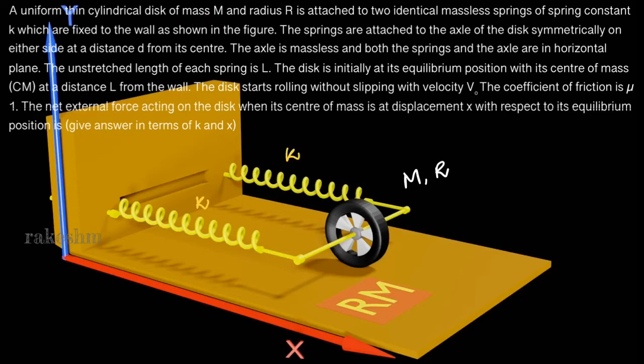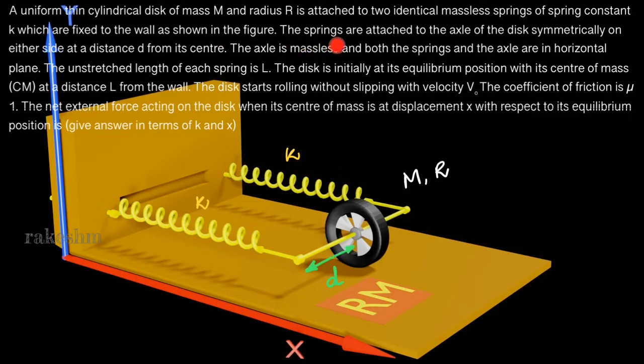This mass M is attached to two identical massless springs of spring constant K. So this mass here is attached to two springs which are of spring constant K. These springs are fixed to the wall as shown in the figure. So you can see these two springs here, they are fixed to the wall.